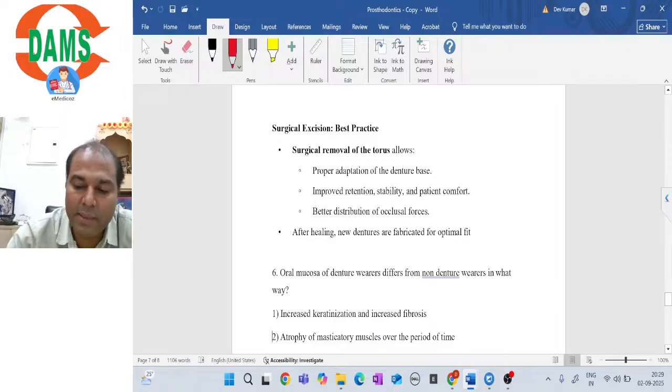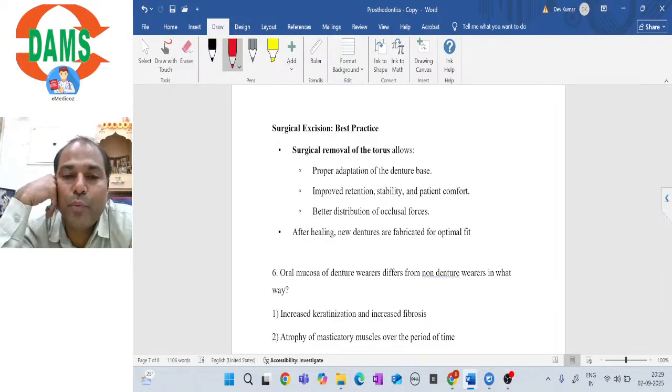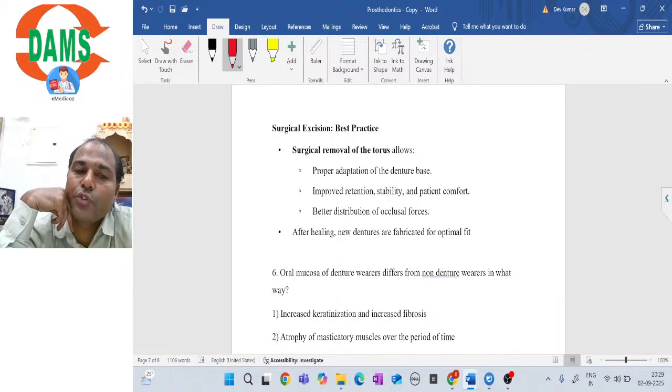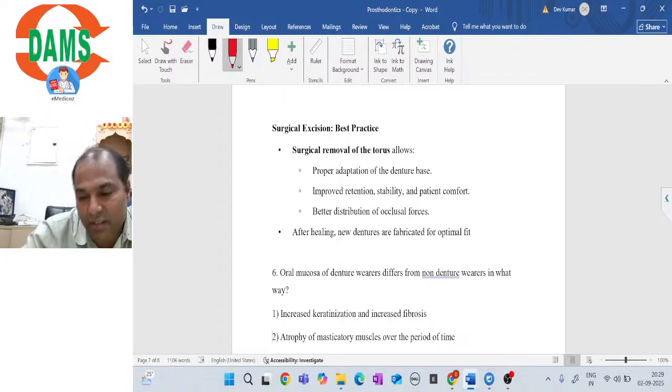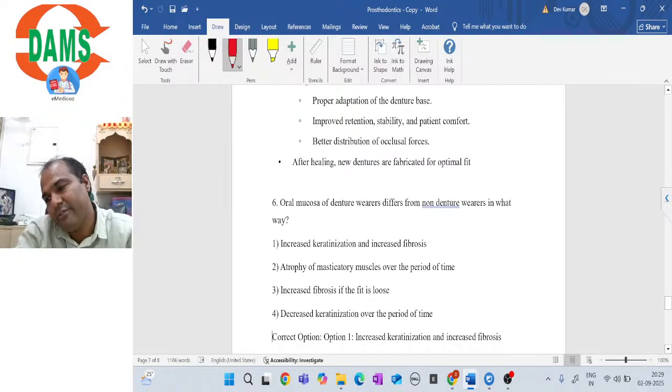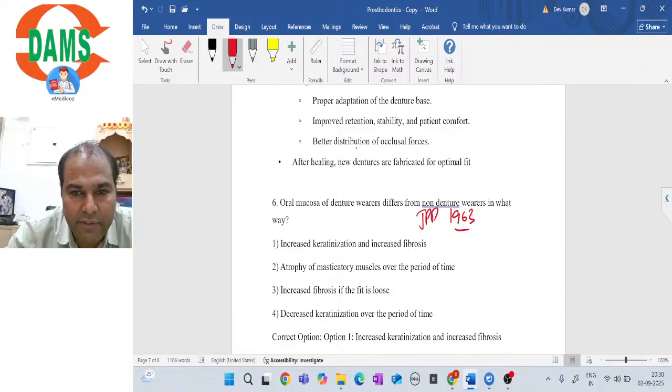और जब रिमूवल करने के बाद it will lead to proper adaptation of the denture base, improve retention stability, better distribution of occlusal forces, and after healing we can give a new denture. Okay, last but not the least, it's a very confusing question, but I have taken it from a very classic article, the explanation from JPD, Journal of Prosthetic Dentistry, 1963. Okay, oral mucosa of the denture wearer differ from the non-denture wearer in what sense?